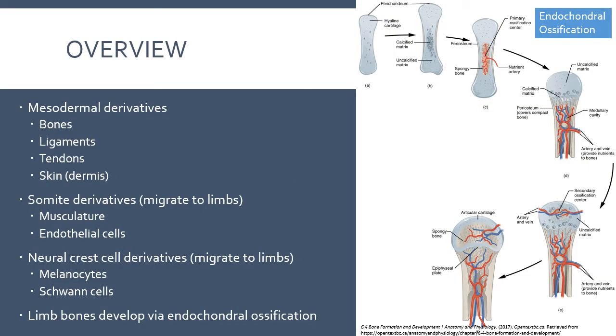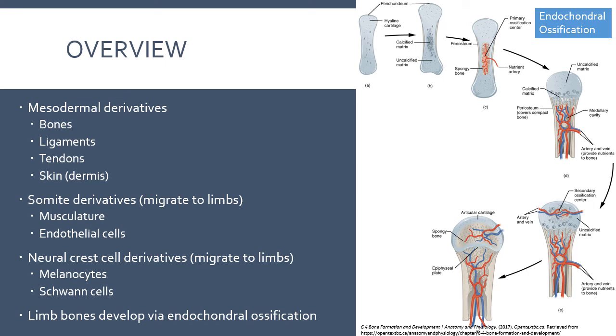Okay, so as we know, limbs are derived from multiple different tissue types: mesoderm, somite derivatives, neural crest cell derivatives. The mesoderm contributes the bones, the ligaments, the tendons, and the dermis of the skin. From the somites, we get the muscles and the endothelial cells. Remember, those tissues are migrating to the limbs from the region of the spine. And then we also have the neural crest cells, which again are migratory cells. As they move into the limbs, they form the melanocytes and the Schwann cells.